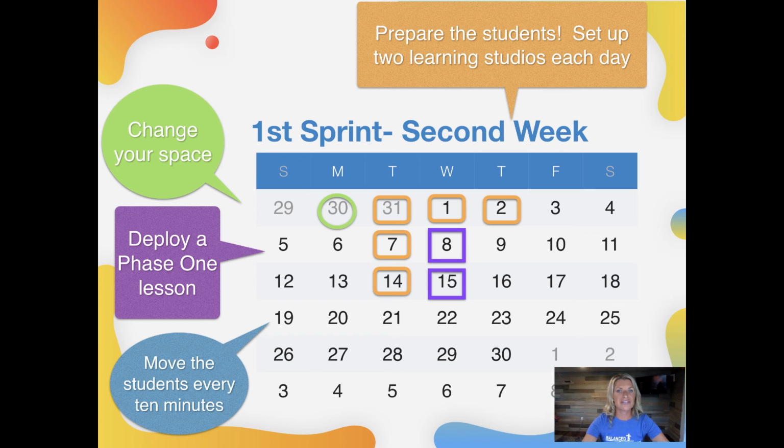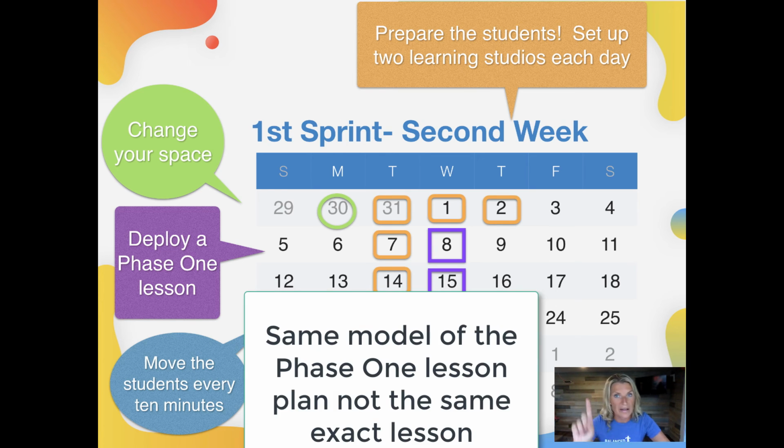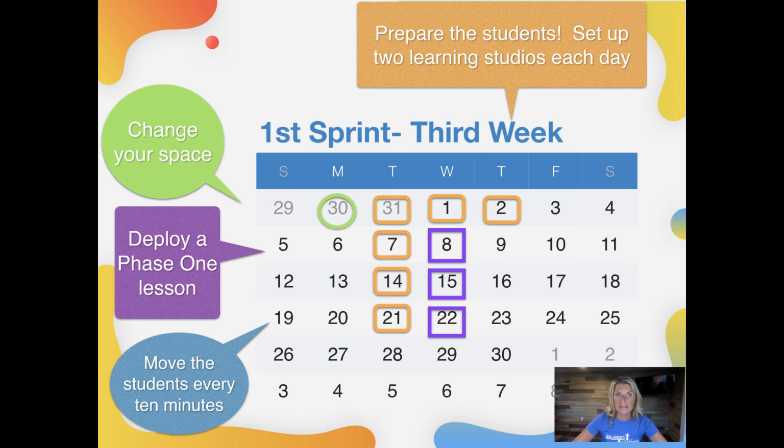This is what it would look like your second week. So 1 week, I'm going to do it 1 day a week. The second week, I'm going to talk to my students again, prepare them, talk to them about what's going to happen, and then I do that same phase 1 lesson plan again the following Wednesday. And then the third week of the first sprint, same thing. Prepare my students, and then I deploy it.